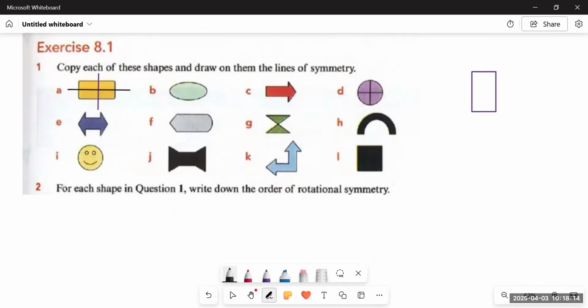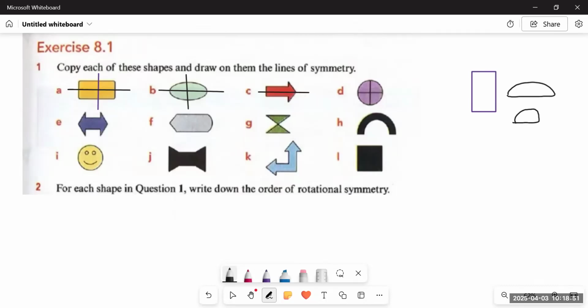Similarly, we have an oval. If I draw a line of symmetry like this, or like this, when I fold it in half I first get two halves, and then I can further fold it to get four equal quarters. That's why we have two lines of symmetry. But when we talk about this arrow in part C, we have only one line of symmetry like this.